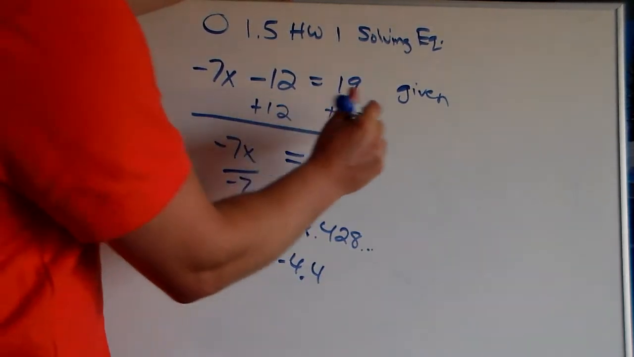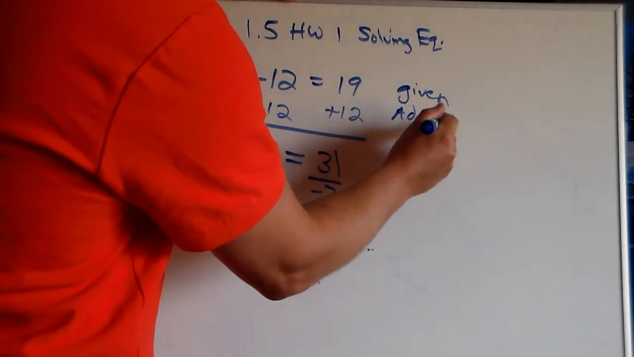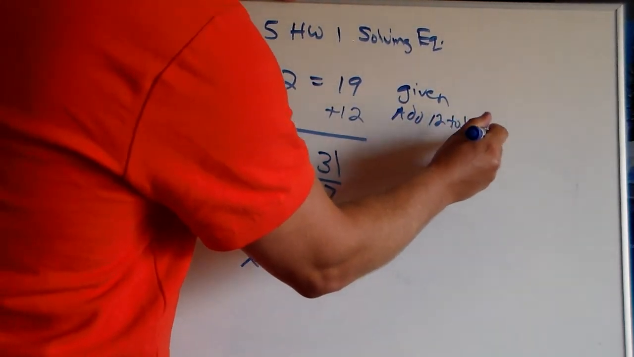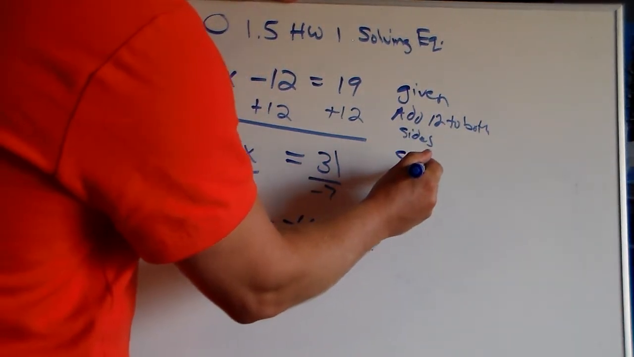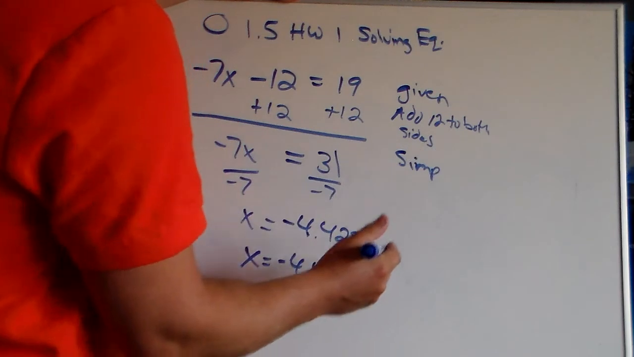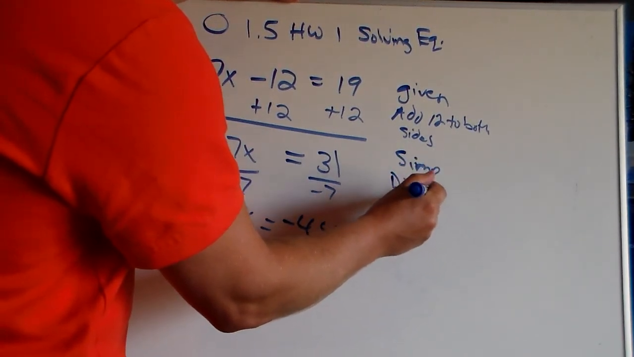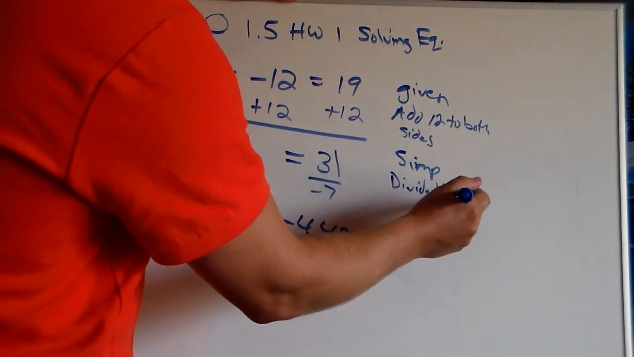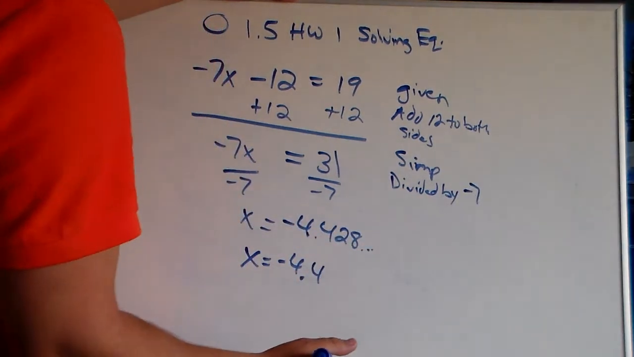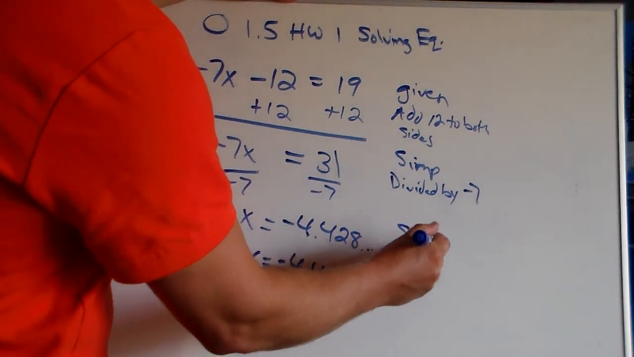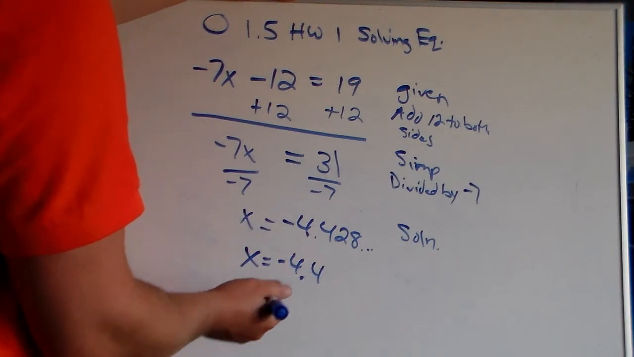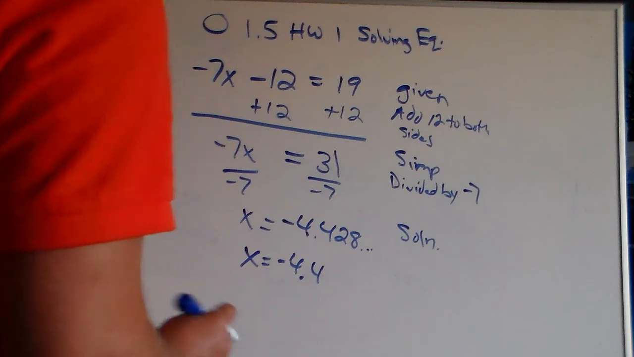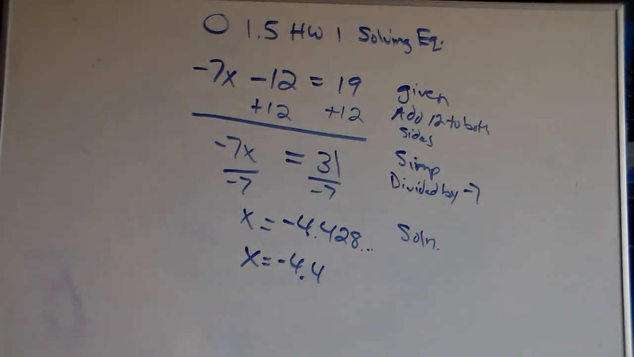Let's recap what we did. We added 12 to both sides. We simplified. We then divided by 7. Sorry, divided by negative 7. Then we got our solution. And we made sure we rounded it, just like the directions say, to x equals negative 4.4. That's problem number 4. Next we'll do problem number 5.